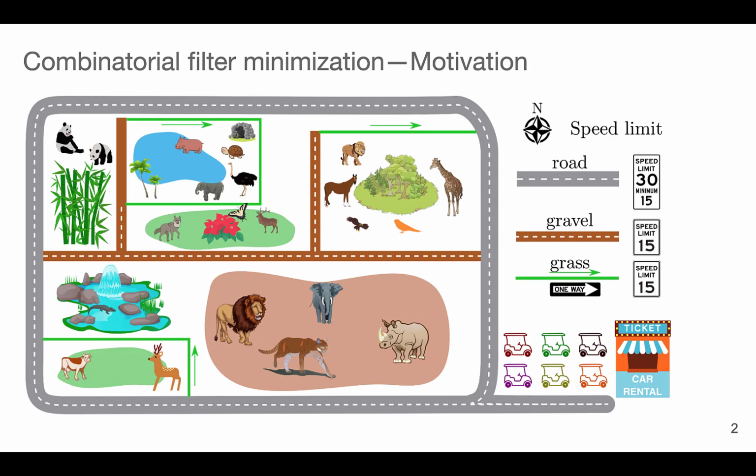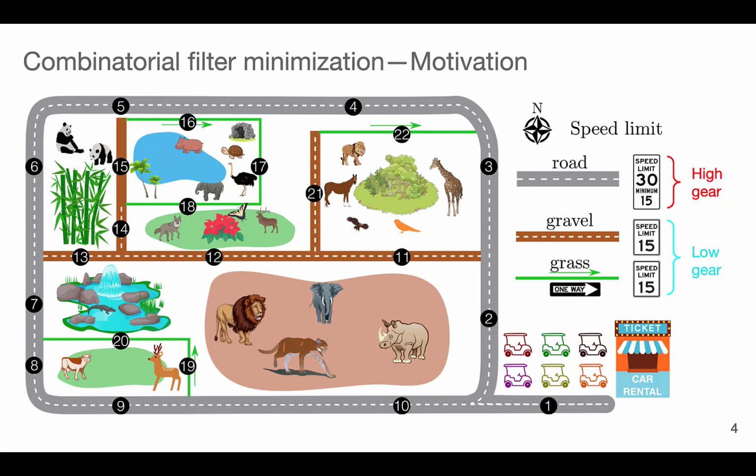To introduce combinatorial filters and motivate filter minimization, let's consider a safari park. This park has a rich mix of wild animals, and there's a ticket office at the bottom right. The ticket office has vehicles for rental, and each vehicle is equipped with a compass to measure the orientation of the vehicle before and after its movement. The vehicle has two gears. It can either drive at a low gear to move below 15 miles per hour, or at a high gear to move above 15 miles per hour. But there are three types of roads with different speed limits. Each vehicle has to choose appropriate gears to respect the speed limit.